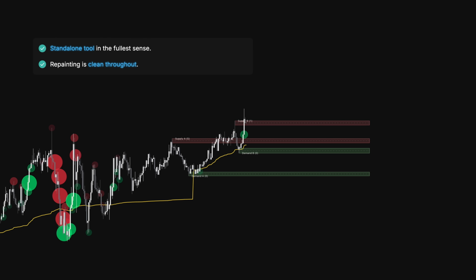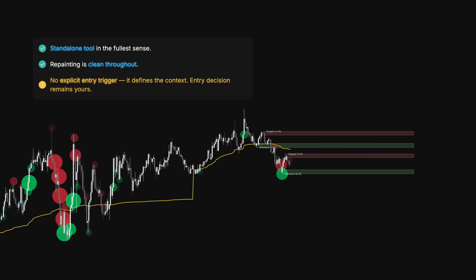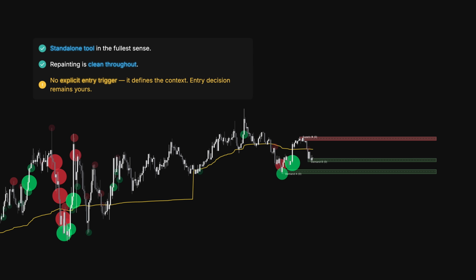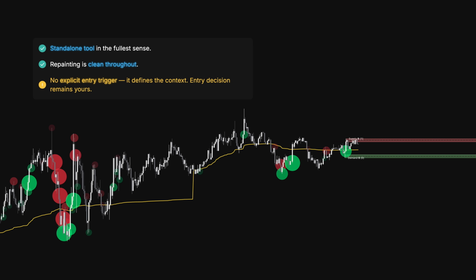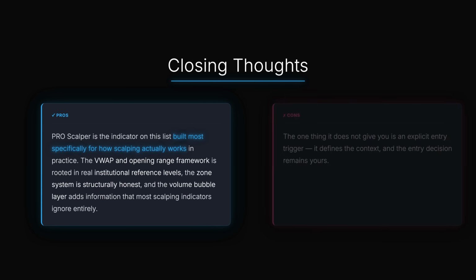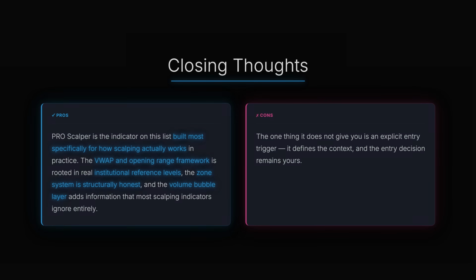Repainting is clean throughout, and the visual output is readable at a glance while price is moving. The one thing it does not give you is an explicit entry trigger. It defines the context, and the entry decision remains yours. PRO Scalper is the indicator on this list built most specifically for how scalping actually works in practice. The VWAP and opening range framework is rooted in real institutional reference levels. The zone system is structurally honest, and the volume bubble layer adds information that most scalping indicators ignore entirely.